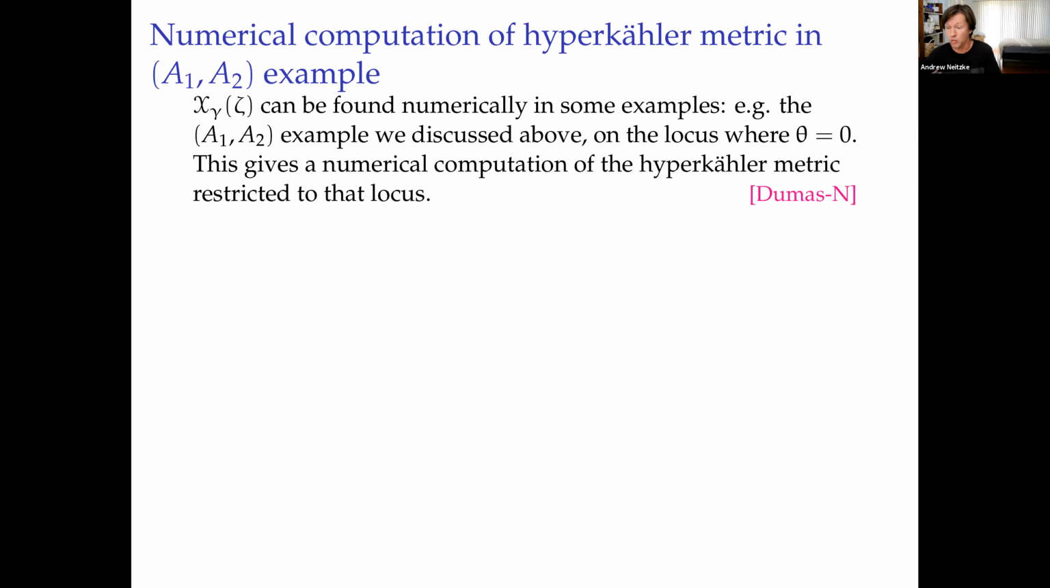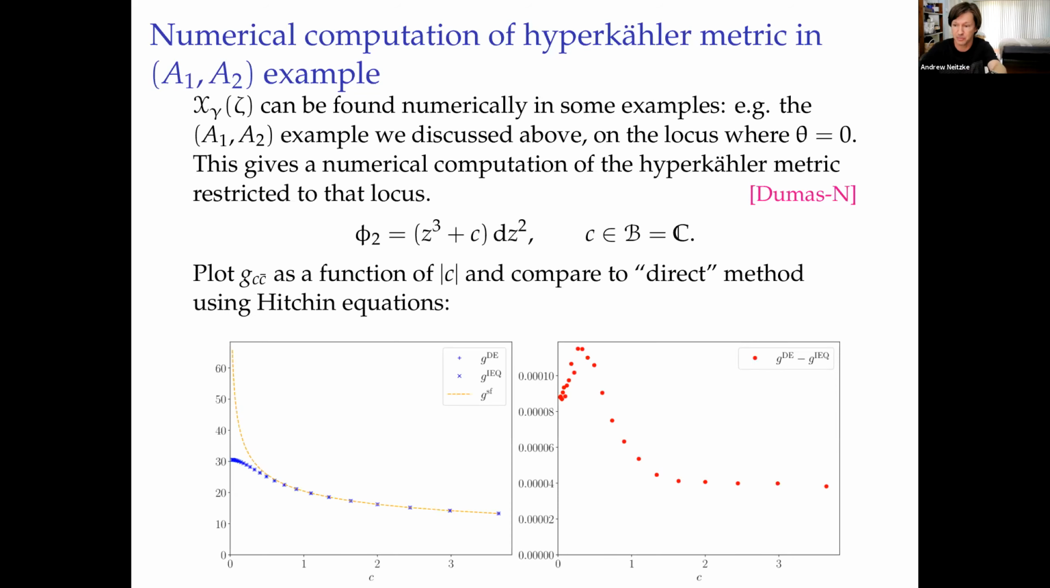And then once you've computed these holomorphic coordinates on the twistor space, I told you that's supposed to determine the hyperkähler metric, and indeed you can compute numerically what the hyperkähler metric is using these functions X gamma. And so here's a picture of the output in a particularly simple case.